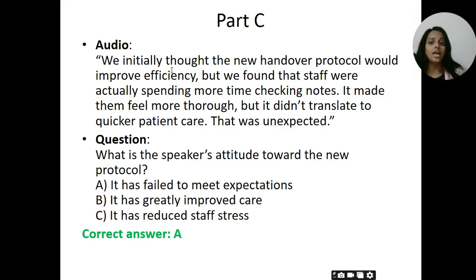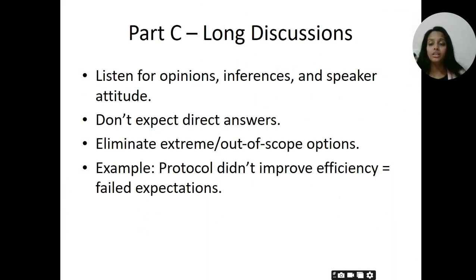Got it? And when it comes to strategy for this part C, here you are not just listening to facts, you are listening to opinions. So try to answer these in your head while you listen. Does the speaker sound happy or doubtful? Are they excited or disappointed? Are they promoting something or criticizing it? You need to look for that.